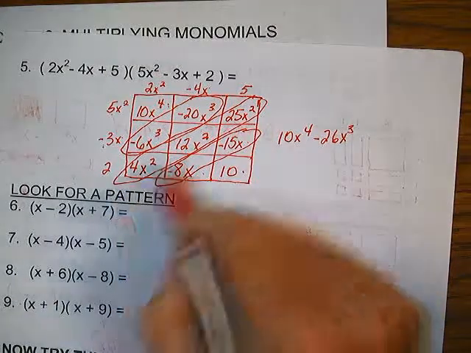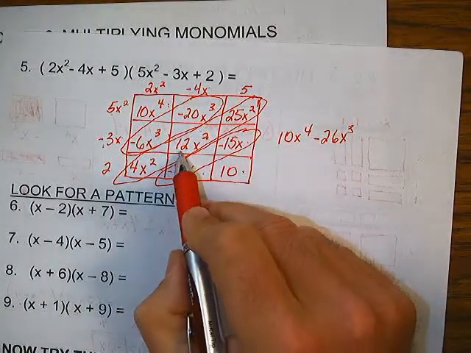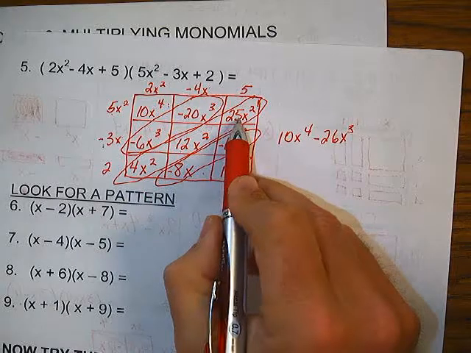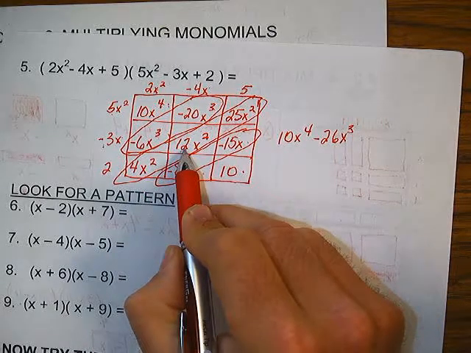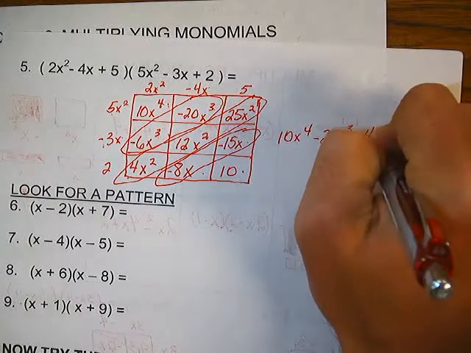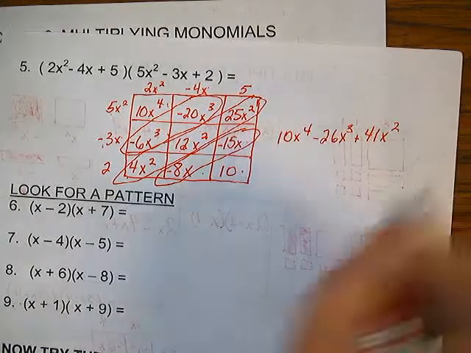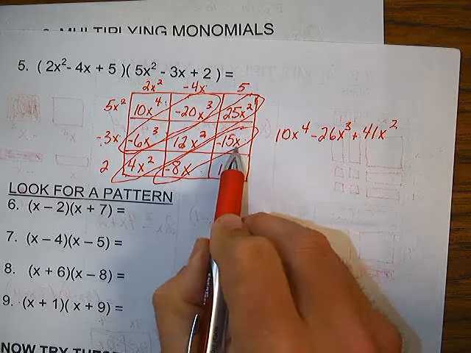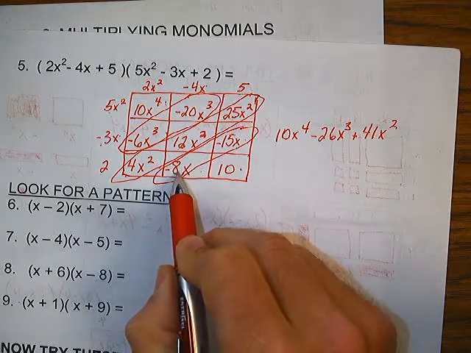Now combine my x squared. 25 plus 12 plus 4. 25 plus 12 is 37, plus 4 is 41. So plus 41x squared. Now my x's have negative 15 minus 8 more.